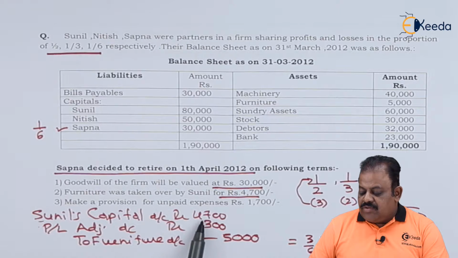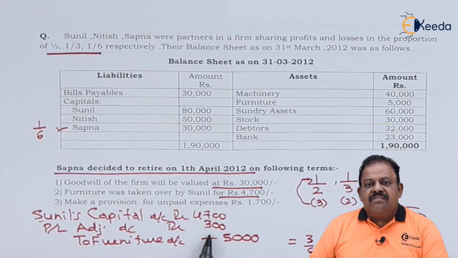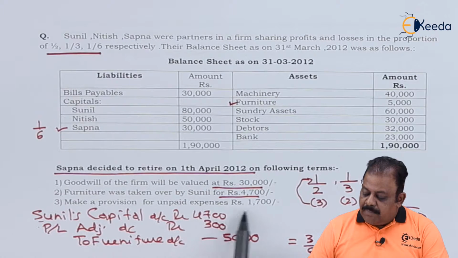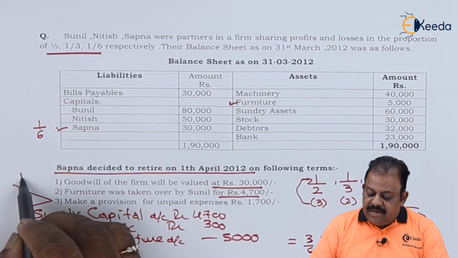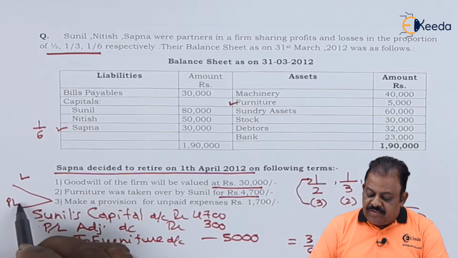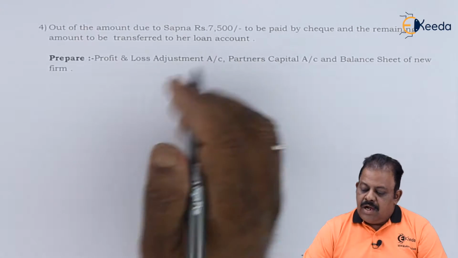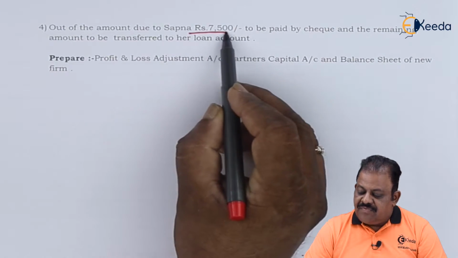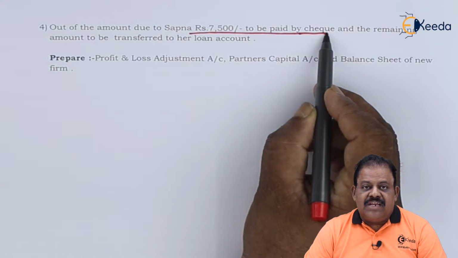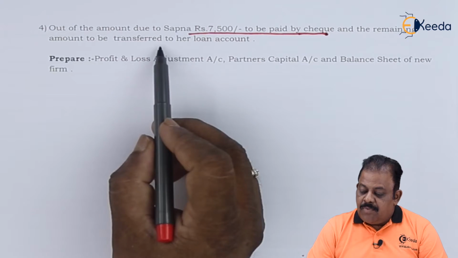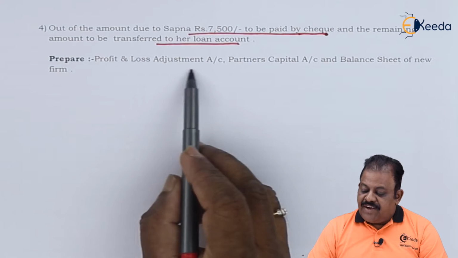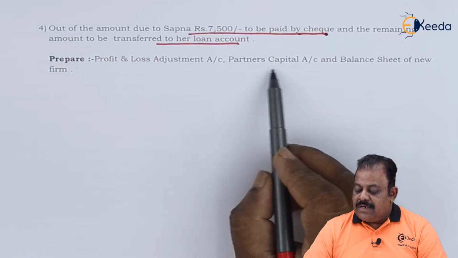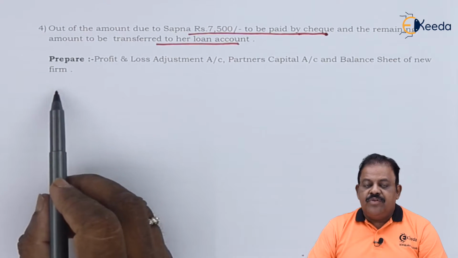Sunil has taken furniture for 4,700. That difference between 4,700 and book value 5,000 is charged to profit and loss adjustment account. Make provision for unpaid expenses 1,700. This will be recorded in liabilities. Second effect, profit and loss adjustment account debit. Out of amount due to Sapna, 7,500 to be paid by cheque, that is part payment, and the remaining amount should be transferred to her loan account. We are required to prepare profit and loss adjustment account, partners capital account, and balance sheet of new firm.